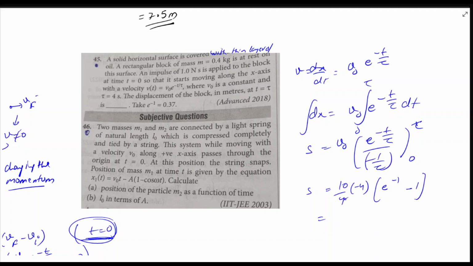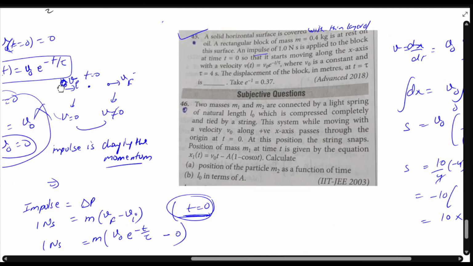So the 4s get cancelled, giving minus 10 times 0.37 minus 1, so we get 10 into 0.63. This will be 6.3 meters. This will be our displacement. So this question is quite interesting to understand how the impulse affects the momentum. So this was our 15th question.